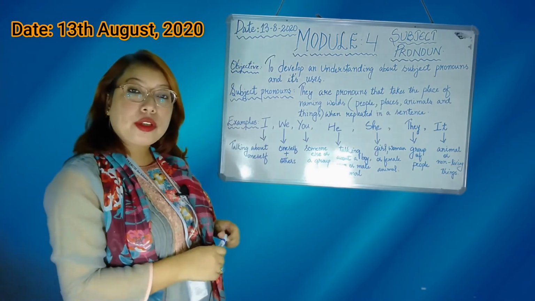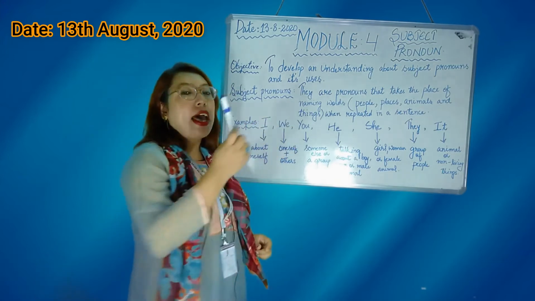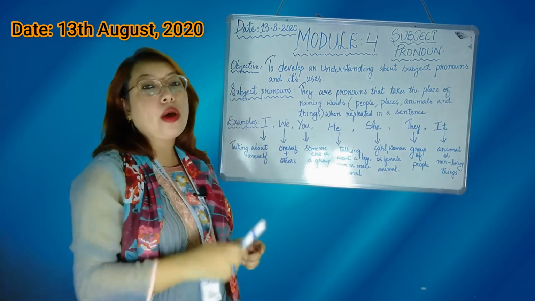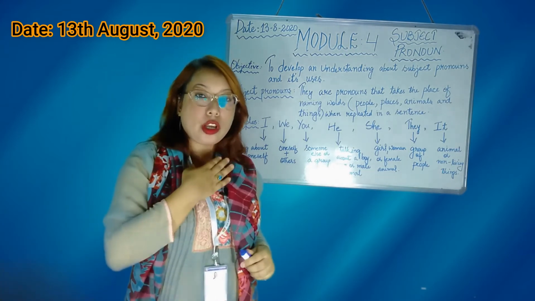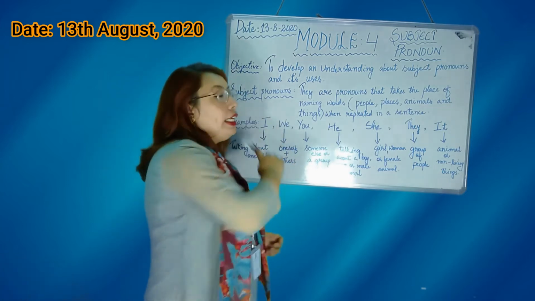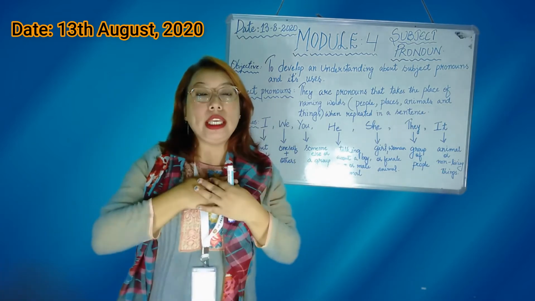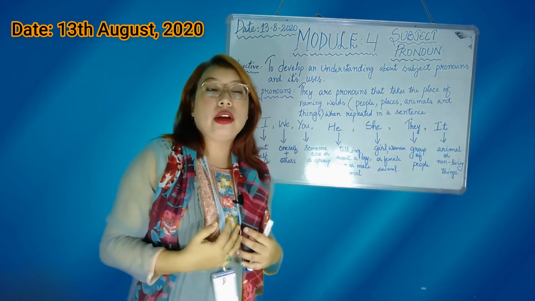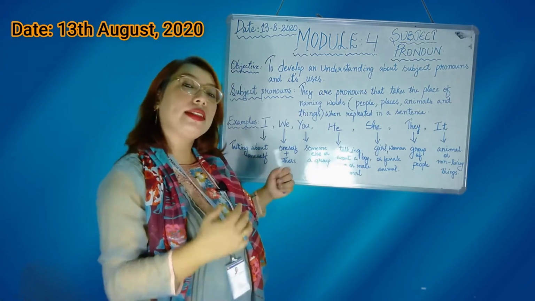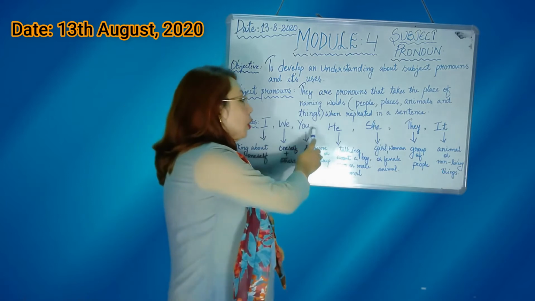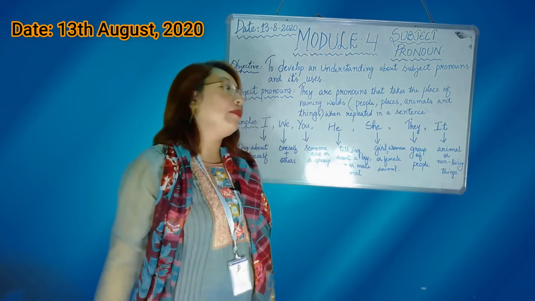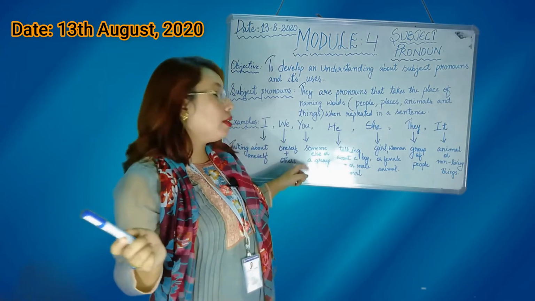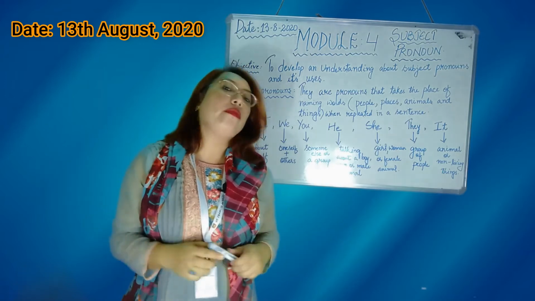Some of the examples of subject pronouns are I. When you talk about yourself, we use the pronoun I. We use the pronoun we when we talk about ourselves, including others together: oneself plus others. You. When do we use the subject pronoun you? When we talk about someone else or a group of people.